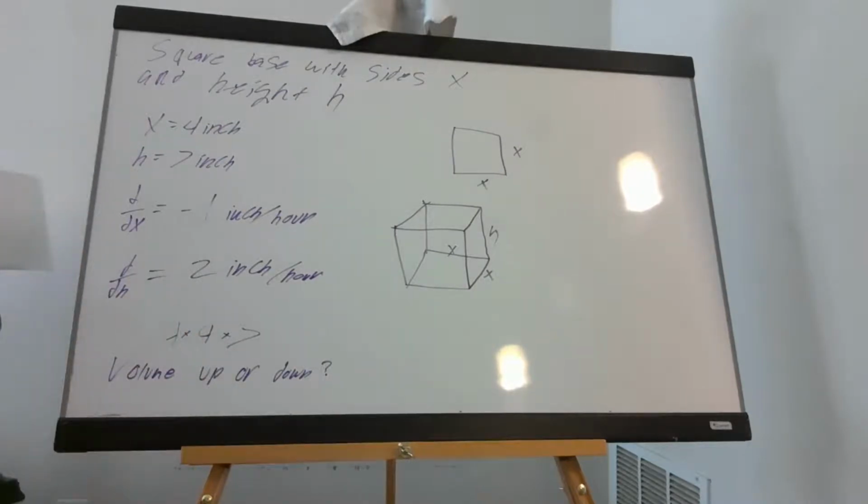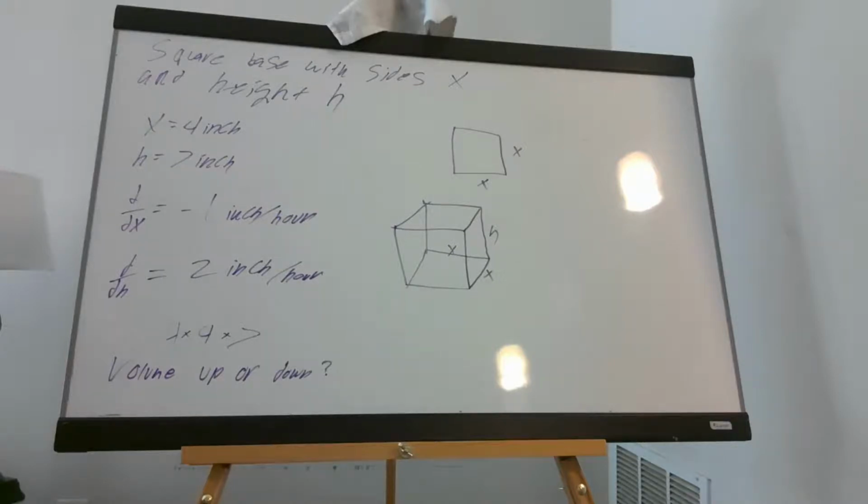So x equals 4 inches, h equals 7 inches. The derivative of x is negative 1 inch per hour. The derivative of h is 2 inches per hour. They want to know what the volume of the box is. They want to find the rate of change of the volume of the box at the moment that it's 4 by 4 by 7.